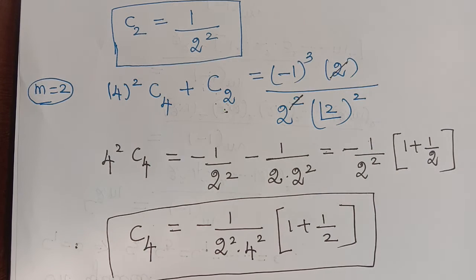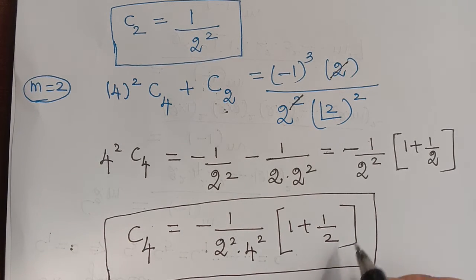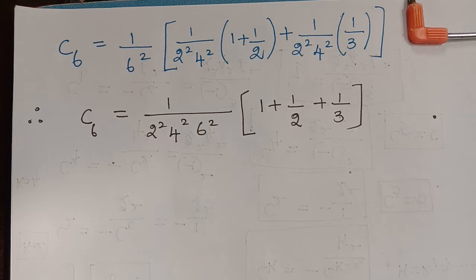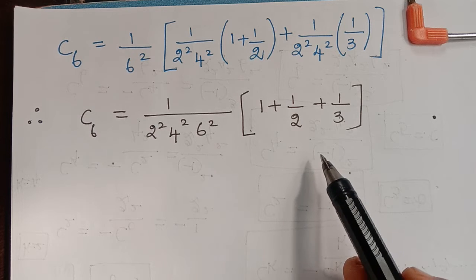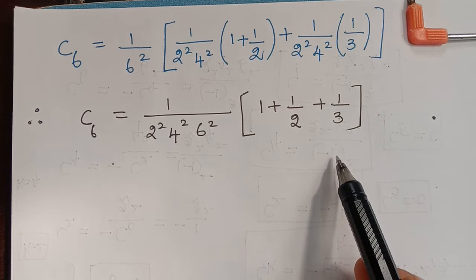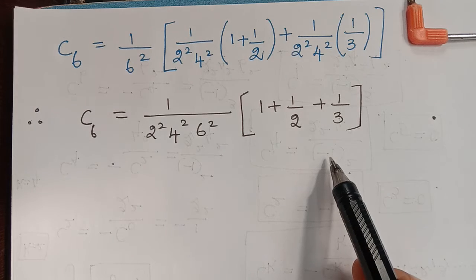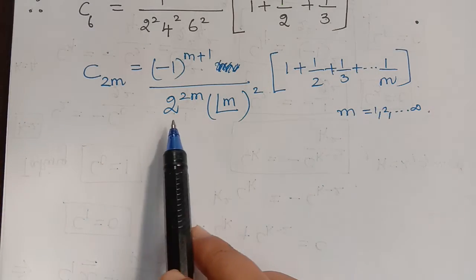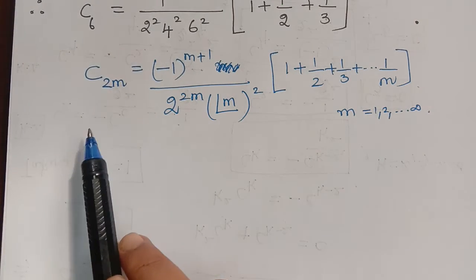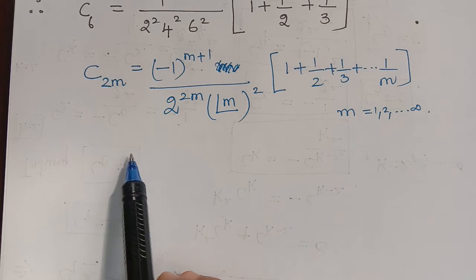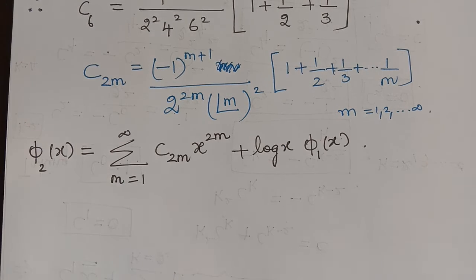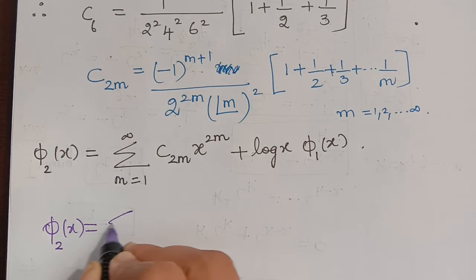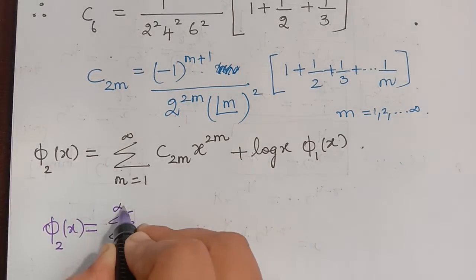In a similar way, we can find c6, which I will give to you as an assignment. You just try it out, and this is what we obtain as c6. By the method of induction we can generally show that c2m is equal to this. After obtaining this, we can substitute c2m in the solution phi 2, and the solution phi 2 of x will turn out to be this.